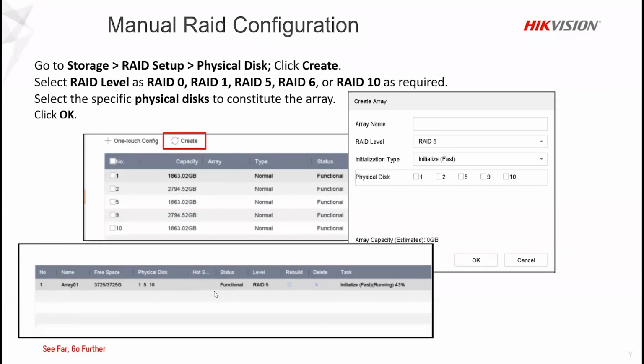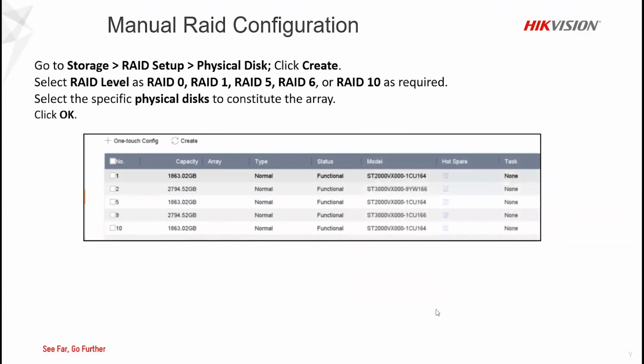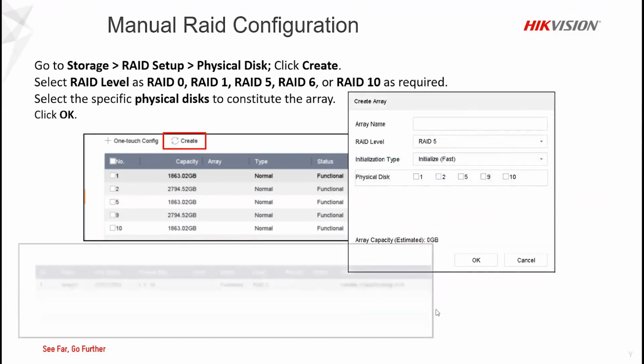And once the RAID is ready, it will show as functional, and it will show what hot spare disk is allocated for this physical disk. And also if something happens, let's say the status is degraded, it means one hard disk is failing. After you swap that hard disk, you can rebuild from this interface. Those are the manual RAID configuration and maintenance things.